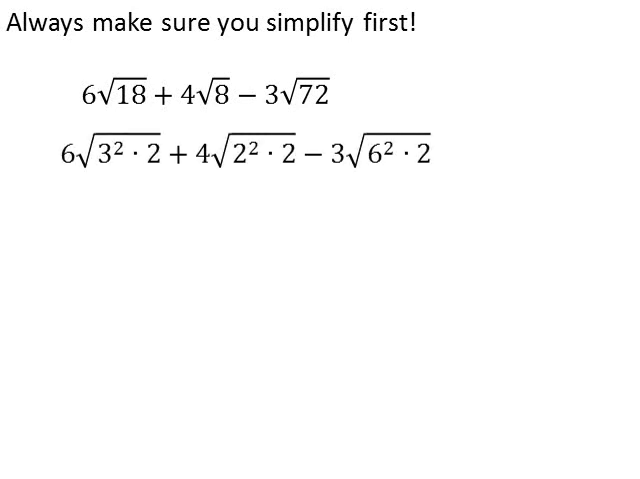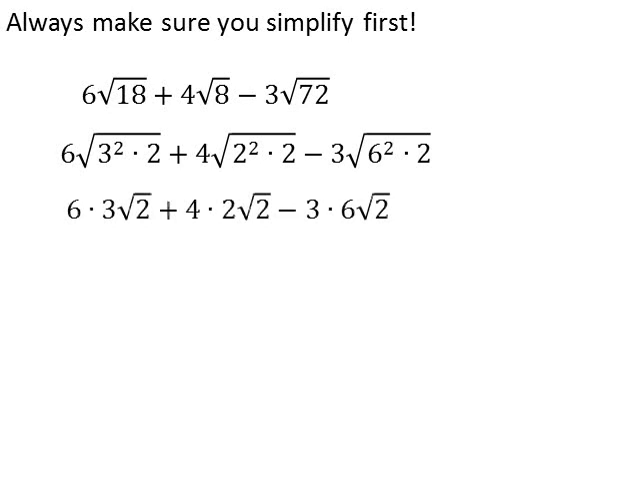So I split the 18 into 3 squared times 2, because it's 9 times 2. 8 becomes 4 times 2, so that's 4 squared times 2 squared times 2. And 72 is 36 times 2, which is 6 squared times 2. So when I do that, I can simplify by taking out all the things that are squared.